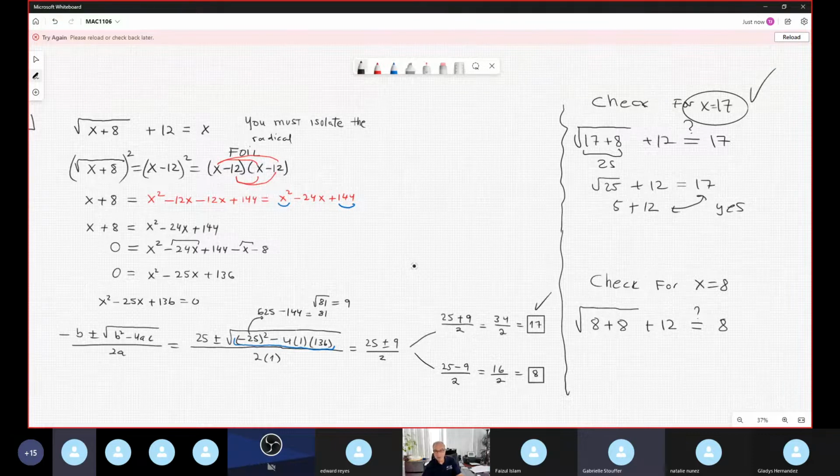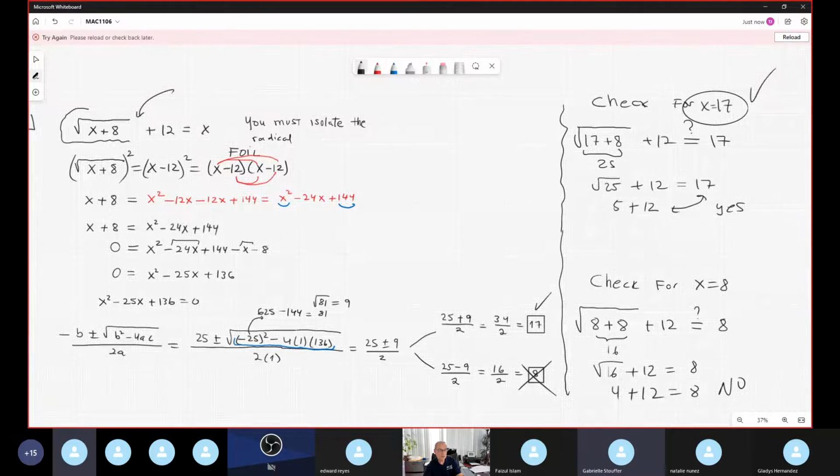Let's see 8. 8 plus 8 is 16. And square root of 16 is 4. And 4 plus 12 is 16, not 8. No, this statement is completely false. Now the solution 8 doesn't work. Now the solution set for this equation is just 17. End of story.